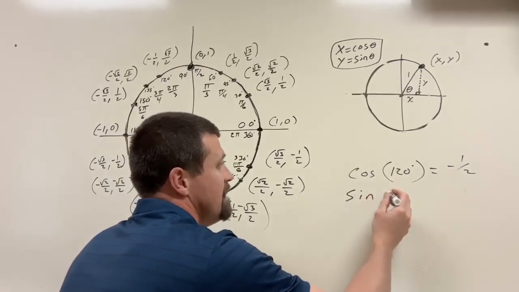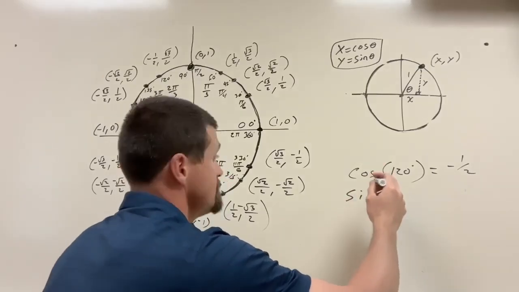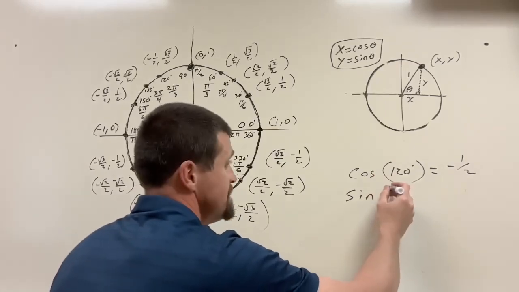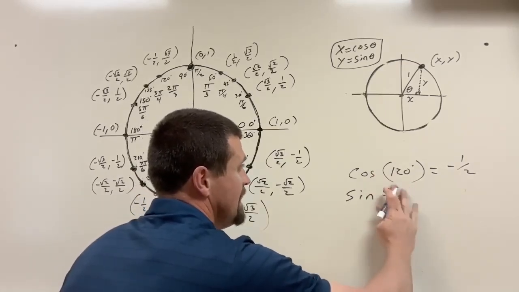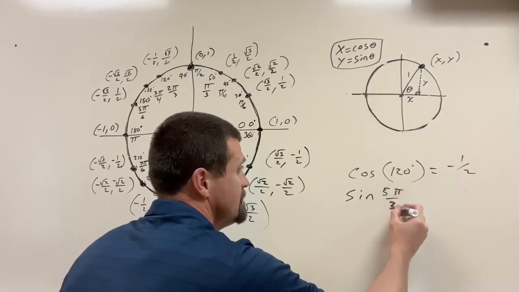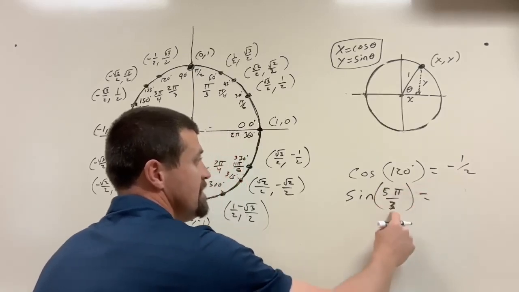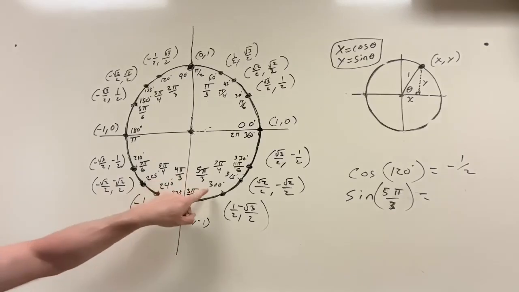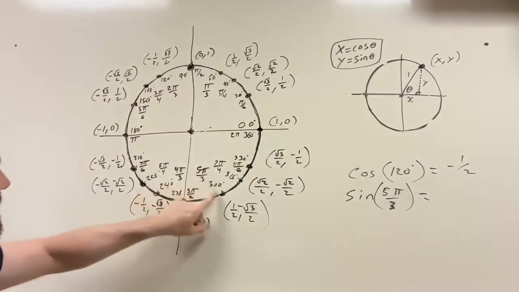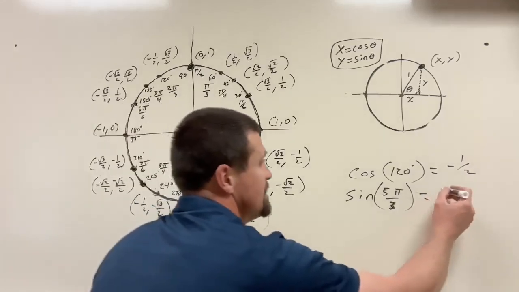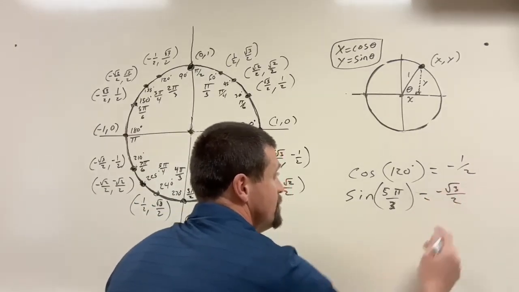Okay? If I were asking you to find the sine of something in radians here, let's go 5 pi over 3. Okay? 5 pi over 3. And I go to this location on the unit circle, which is down here in the fourth quadrant. Sine tells me to get the y value, so I go here and get the y value, and the answer is negative square root of 3 over 2.